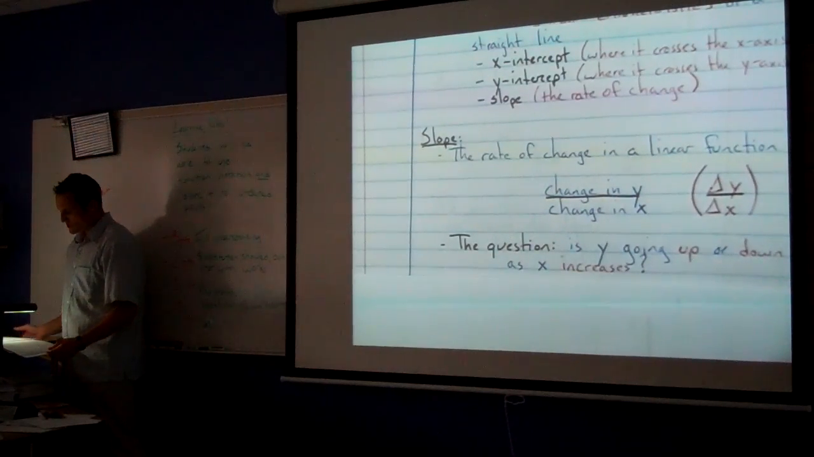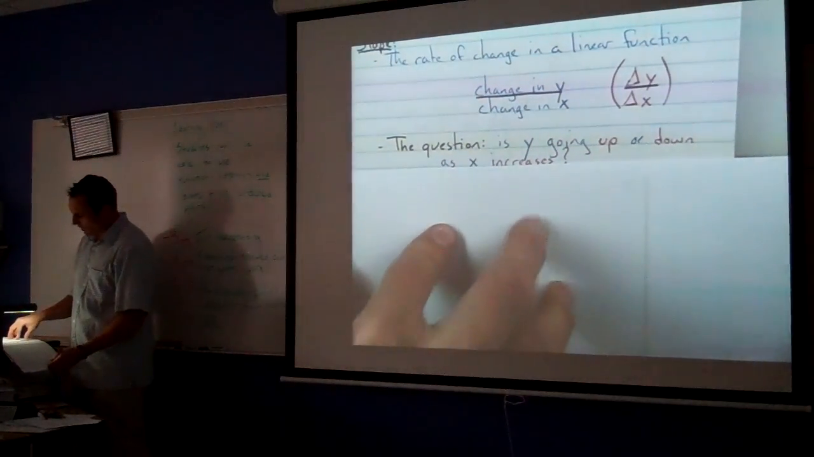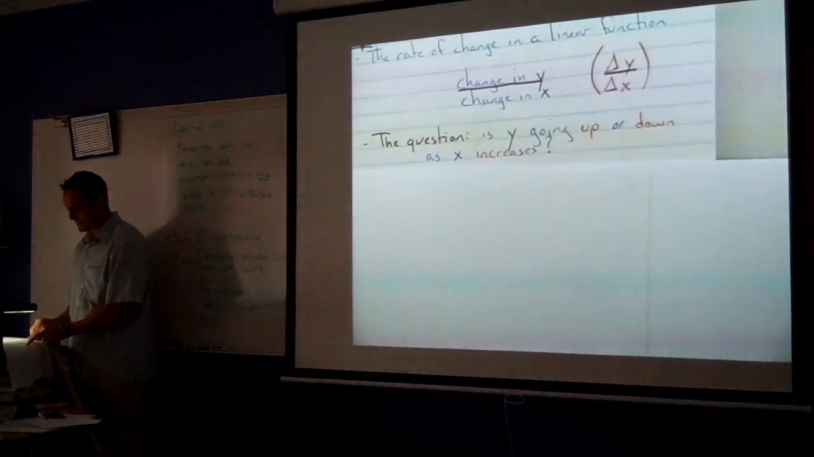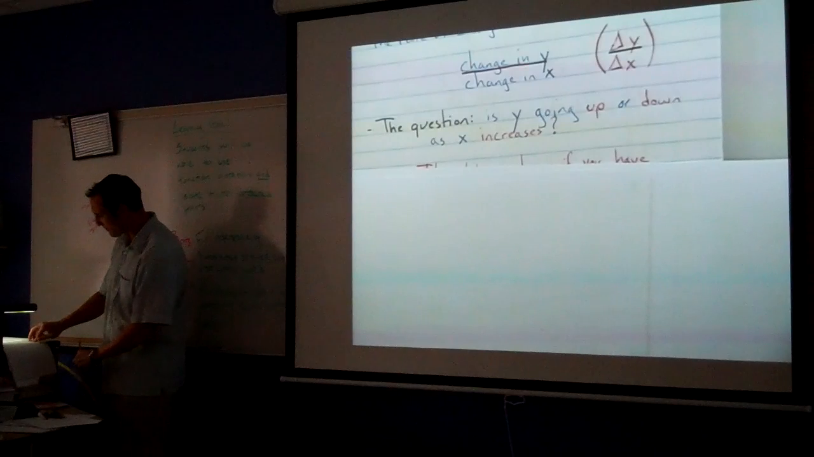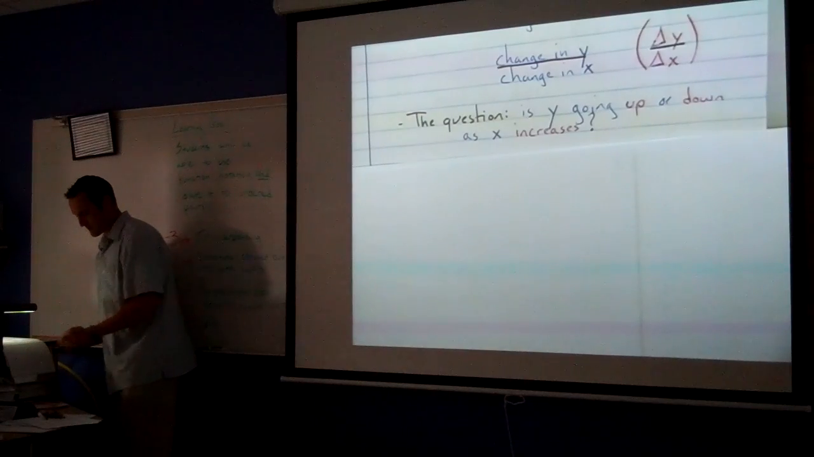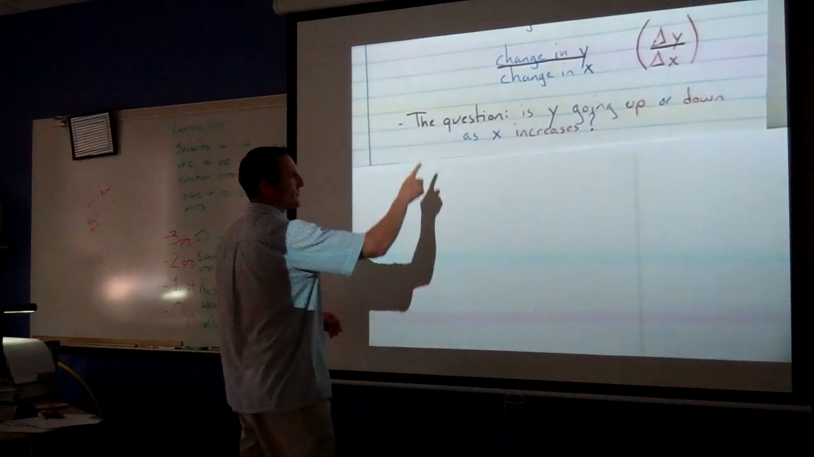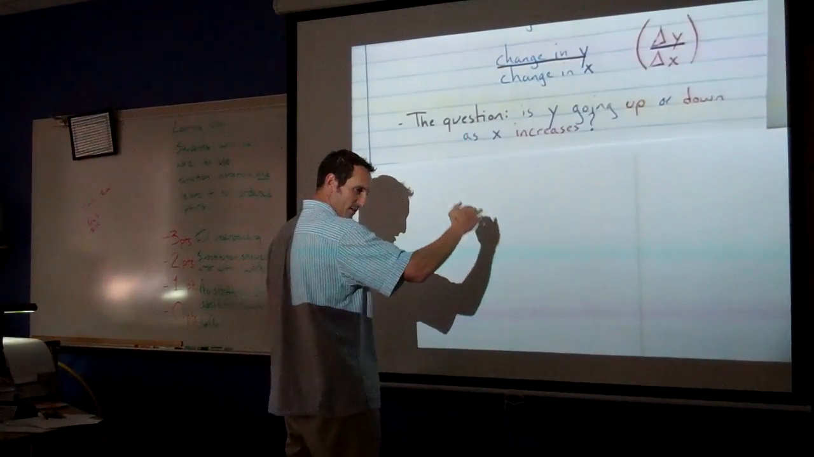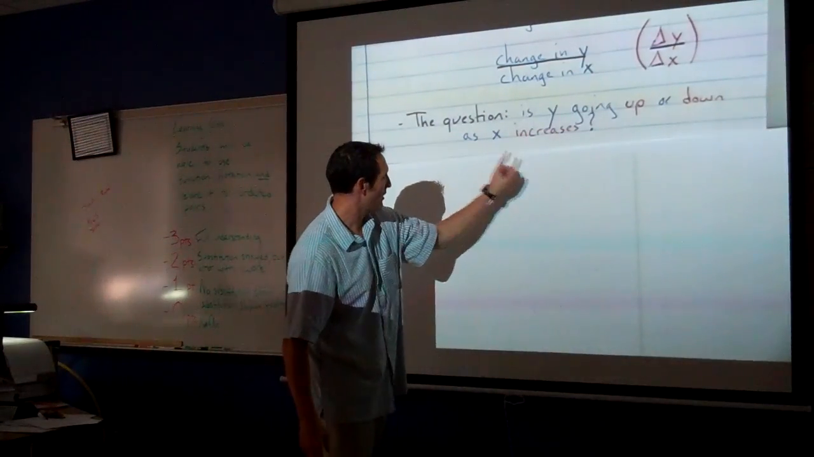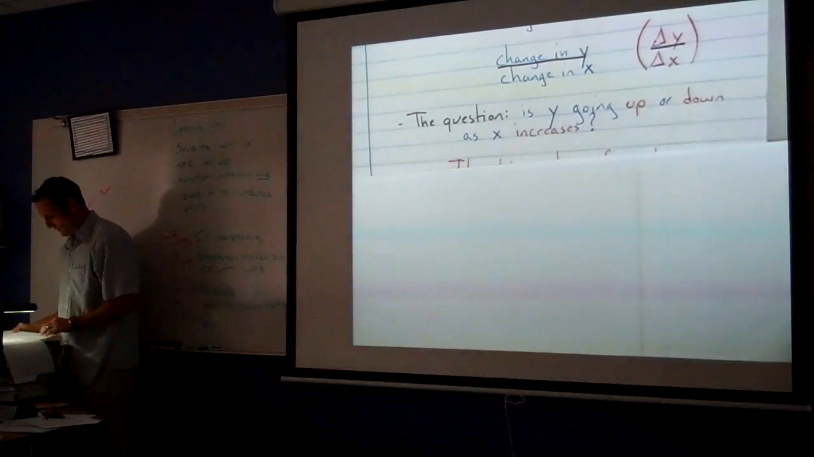So, the question you must ask in determining slope is: is y going up or down as x increases? So the question to ask in regards to slope is, is y going up or down? Is y getting bigger, or is y getting smaller as x increases? Okay, so as x increases, as x continues on going into the right direction, does the y value go up or does it go down? Does the y value increase or does it decrease as x increases? So you always, as x increases, you're looking at x increasing. Does y go up? Does y go down?